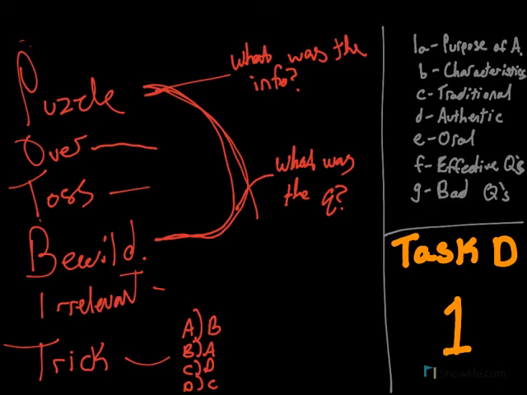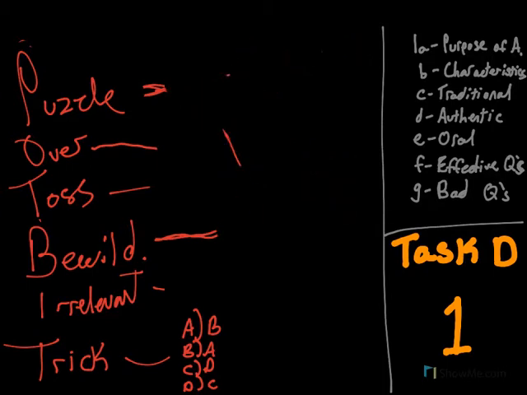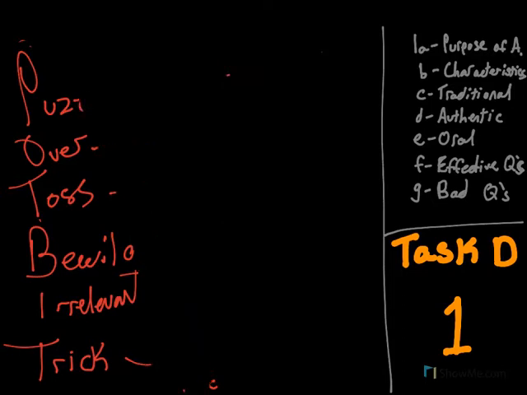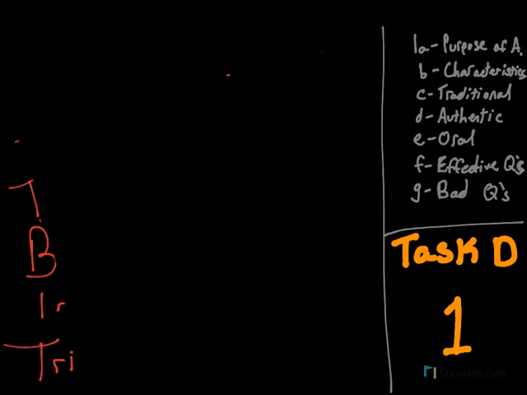It's this whole mess. Bewilderment question, you don't even really know what it's asking you. It's more just a hot mess. So, those are our questions. And that is part 1 of Task D.